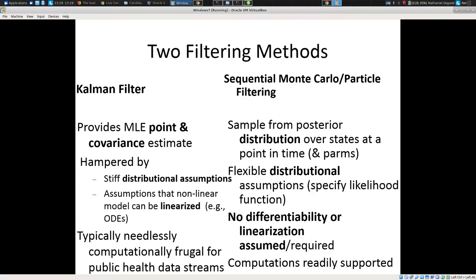So here, in contrast to Kalman filtering, we're not going to try to estimate one privileged value for where the system is right now. One particular assumption about how many people are susceptible, how many people are exposed right now, how many people are infected, and how many people are recovered. We're not going to put our eggs in one basket and assume that's what the situation is. That's the single most likely situation.